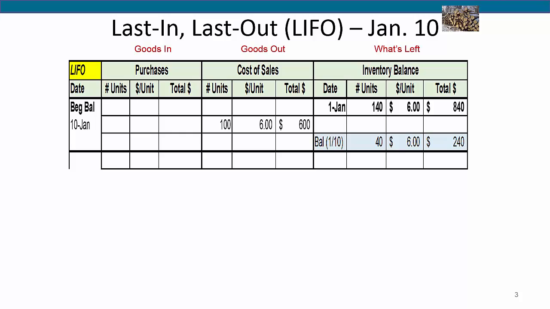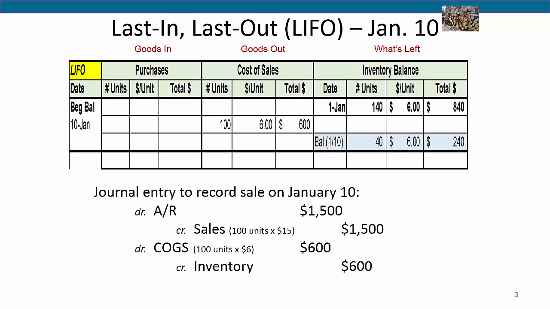The LIFO example starts with the same amounts as the FIFO example. We'll see it with weighted average costs too. Beginning inventory included 140 units costing $6 each. On January 10th, 100 units were sold. Since the only inventory available to sell from was inventory costing $6 per unit, the $100 bike sold had a cost of $600. This leaves 40 units costing $6 each for a total cost of $240. Do you know the appropriate journal entry to record the sale?